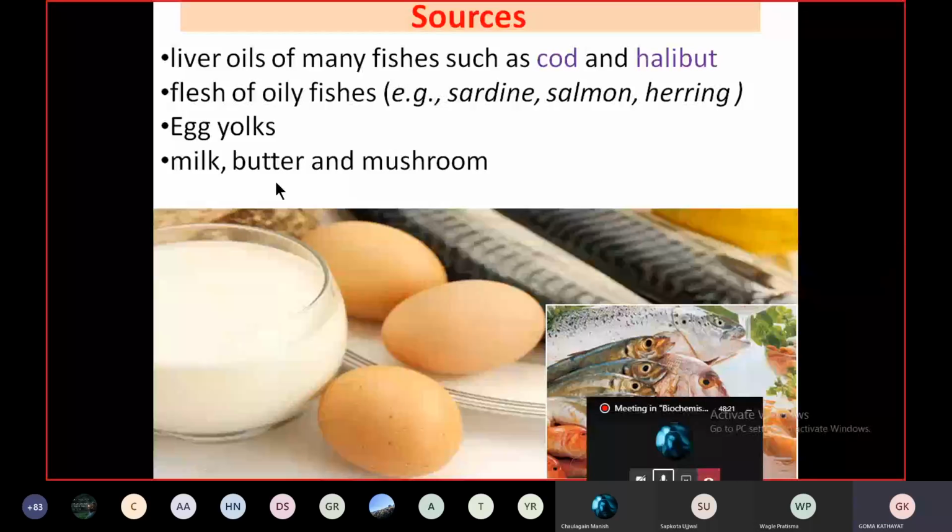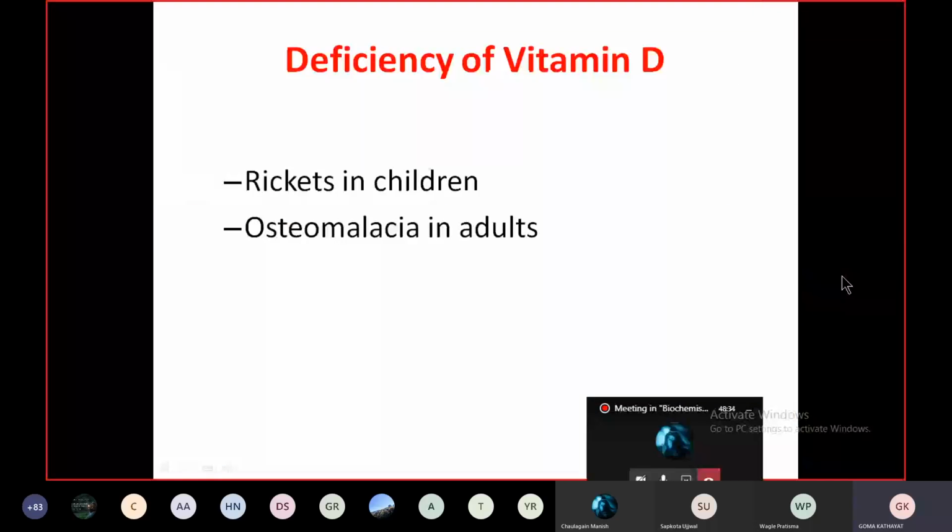So what are the causes of vitamin D deficiency? Mainly it occurs in people who are not exposed to sunlight, especially those patients who are bedridden for months, for years. If they are not exposed to sunlight, then that leads to vitamin D deficiency.